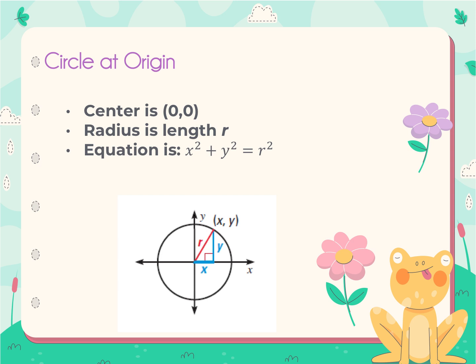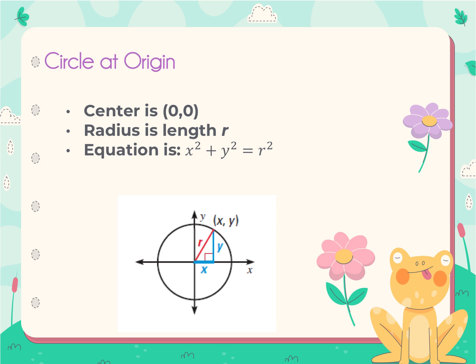Circle at the origin. When the circle is at the origin and they're asking you to write an equation of the circle, all you're doing is finding the radius and plugging it in. So what is my equation? If they gave me a circle where my center is at the origin, all I have to do is look for my radius. What is my radius? Plug it in.